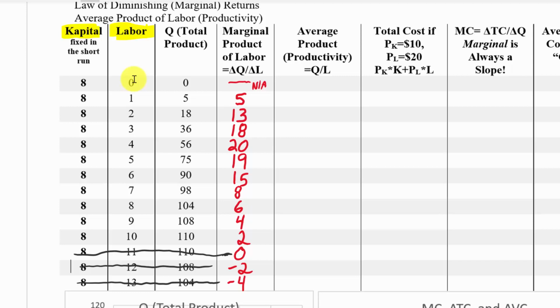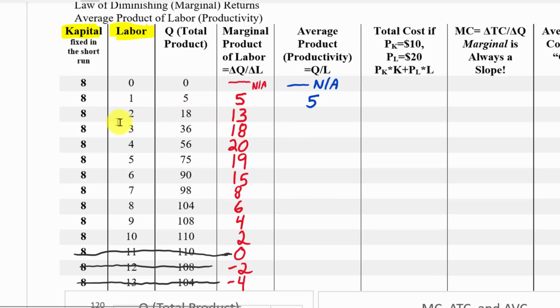So again, this is a case where we're going to put a line through this or say not applicable. It doesn't make sense to even ask the question, how productive is our labor, when we don't have any laborers. But for all the others, we can do this. We're just taking Q, 5, divided by L, 1, 5.